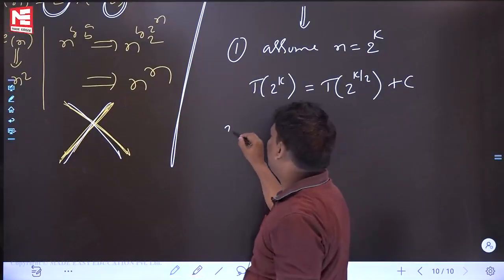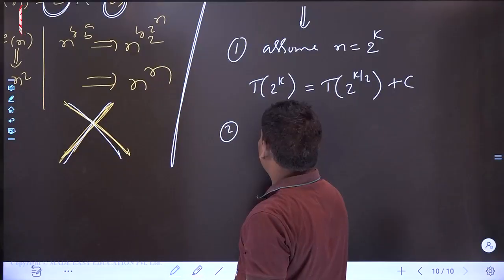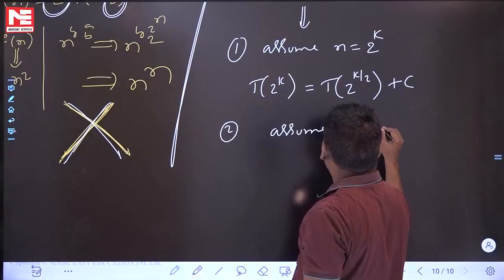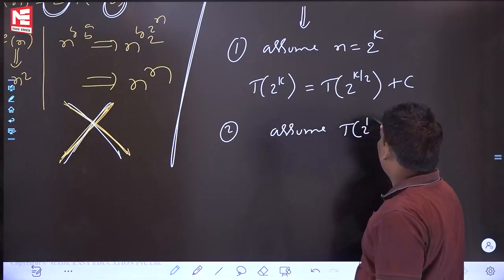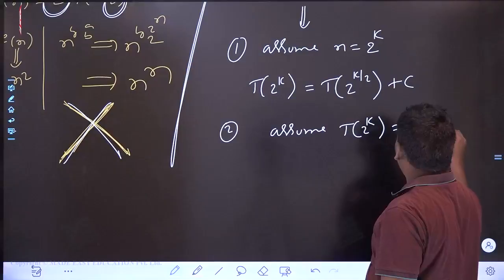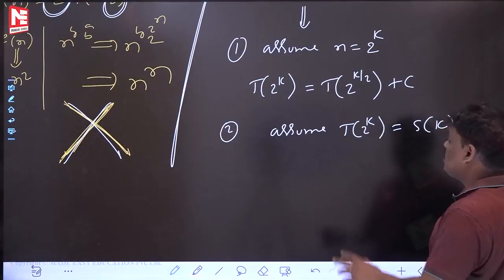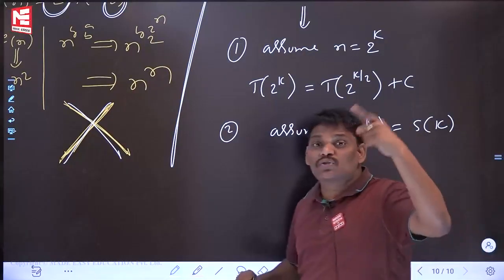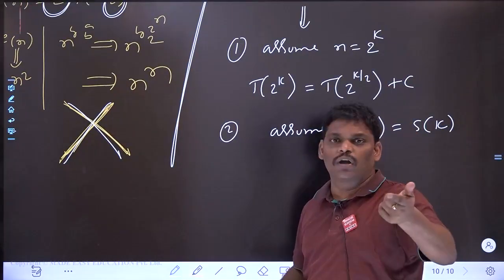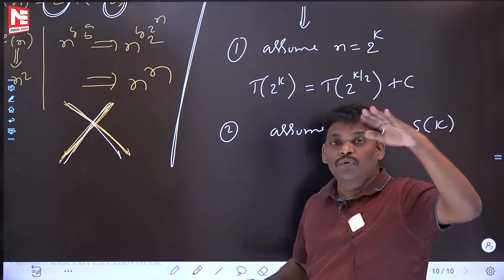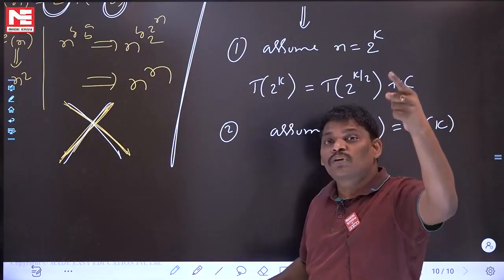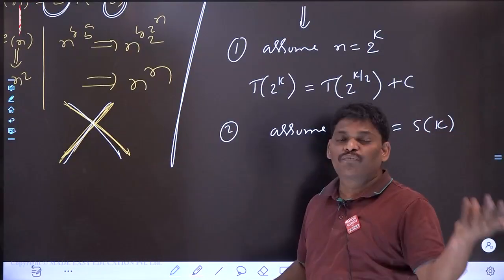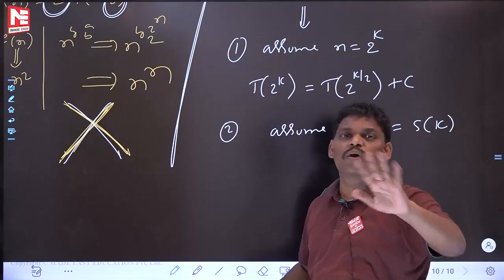See the second assumption. Everyone carefully listen, assume one more, T(2^k) is equal to S(k). This is one more assumption. Some people are asking, sir, how are you assuming whatever way you want? You can assume whatever way you want if you do reverse. If you do reverse, you can assume A as B, because after some time you can replace B by A. If you do reverse also, no objection.